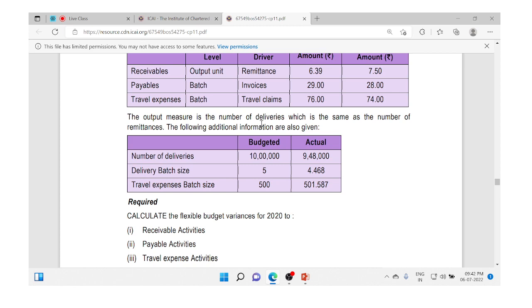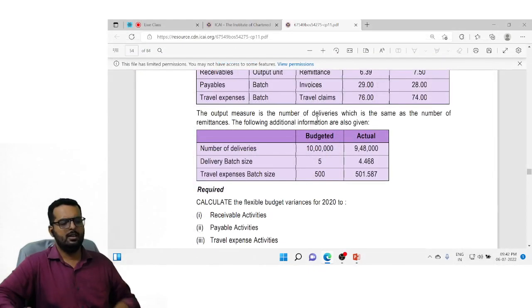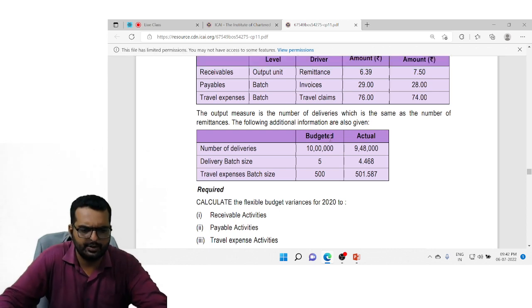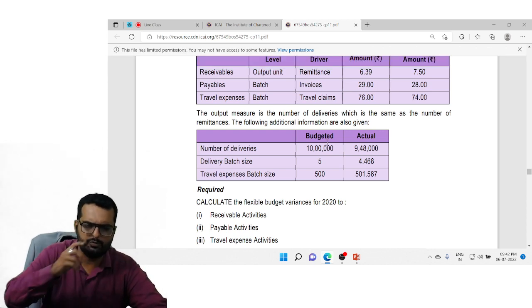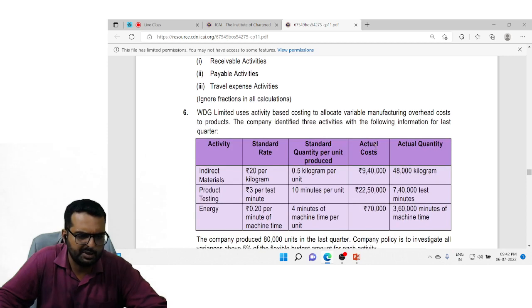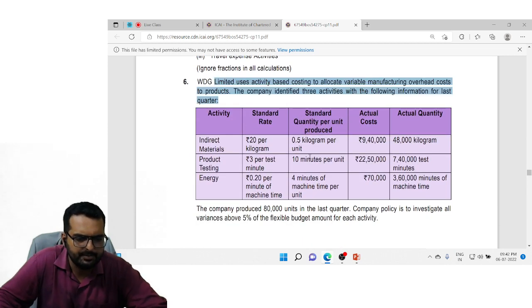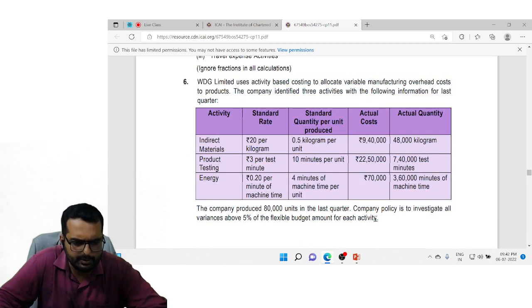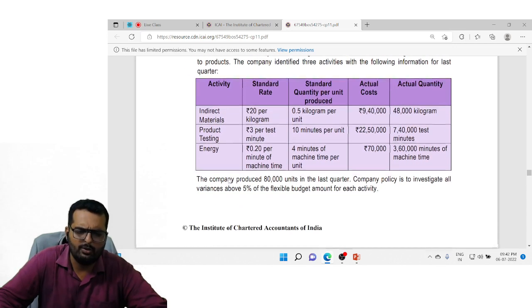Everybody has got this answer? Perfect. So we are done with this question, friends. I hope you understood how to do it for activity-based costing. Question number 6. I'll give you some time, read through it properly. Okay, there are three parts over here again: indirect material, product testing, and energy. So you have to again find out.